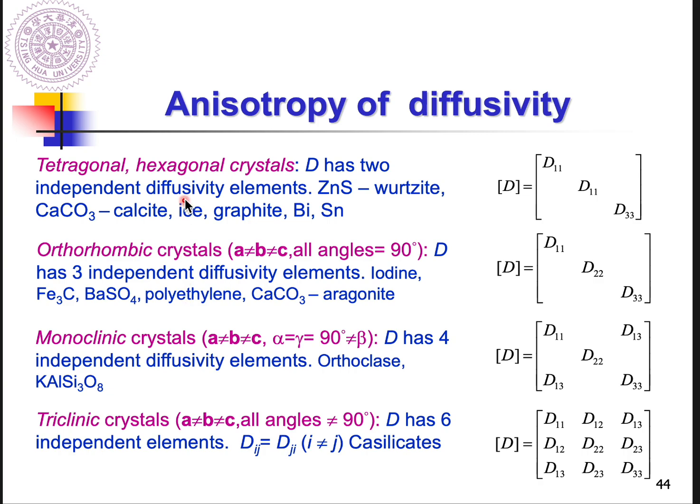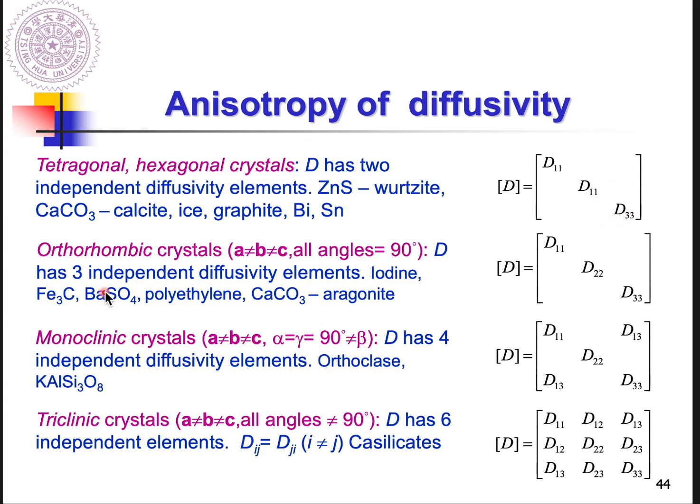Okay, so we summarize the anisotropy of diffusivity for different crystal structures, and you can take this slide for reference. For example, tetragonal, we know tetragonal is a equals b, not equal to c, right? But the angles between a, b, c, I mean x, y, and z, are perpendicular. So we don't have these off-diagonal values for diffusivity. And D11 equals D22, but not equal to D33, because a equals b, not equal to c.